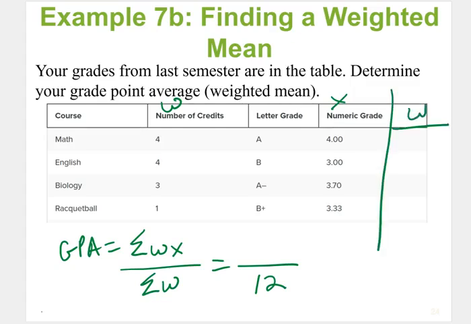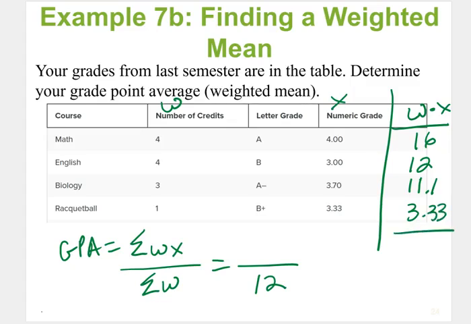And then I'm going to divide that by... again, you might need another column. Don't be afraid to make another column over here. 4 times 4 is 16. 4 times 3 is 12. 3 times 3.7 is 9, 10, 11.1. And then 1 times 3.33 is this.